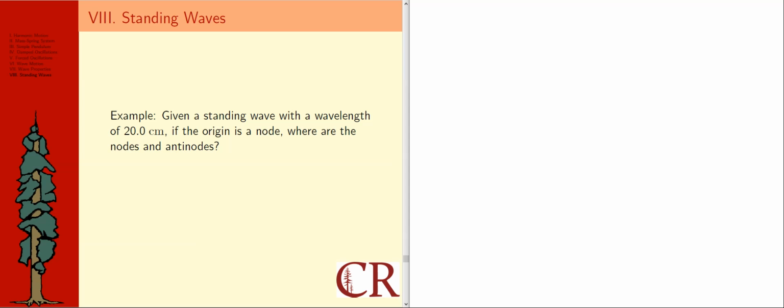Given a standing wave with a wavelength of 20 centimeters, if the origin is a node, where are the nodes and antinodes? And maybe I should have said where are the other nodes in addition to the origin and all the antinodes. Let's draw a picture of this to see what we're being asked about here.